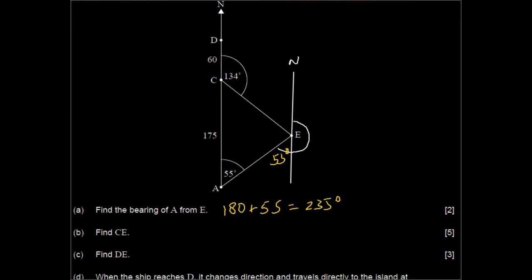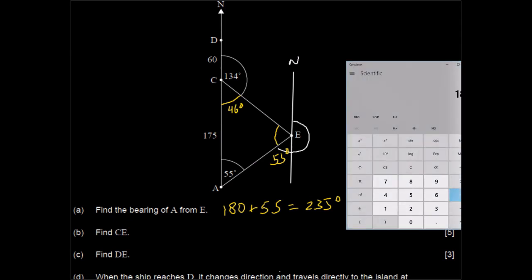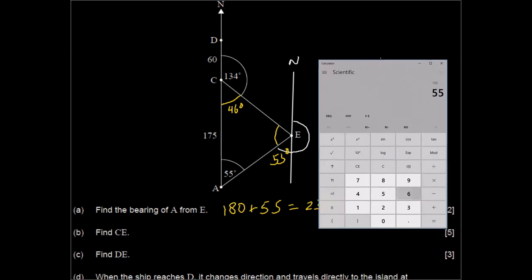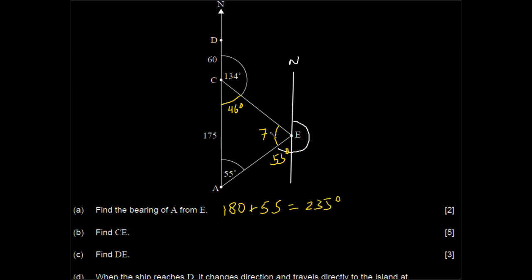Alright, next part says find CE. So we need to find this length here. Now if we look at the diagram, we've got triangle, we've got an angle here, we've got a method we could find this angle here because we know this is 134. So let's just go ahead and put this one in. So this one's going to be 180 minus 134, which is going to be 46. And then since we've now got two angles, we would be able to find this angle here. So that's going to be 180 minus 55 and then minus 46, which is going to be 79. So this angle here is going to be 79.